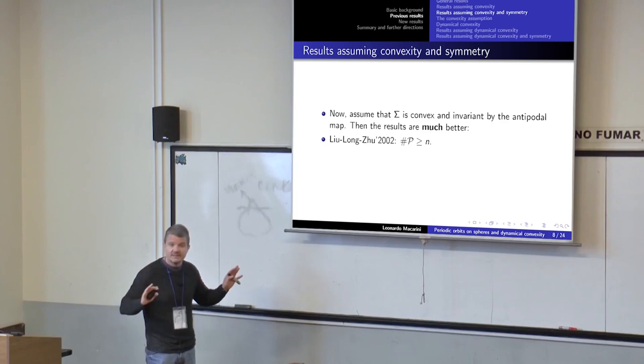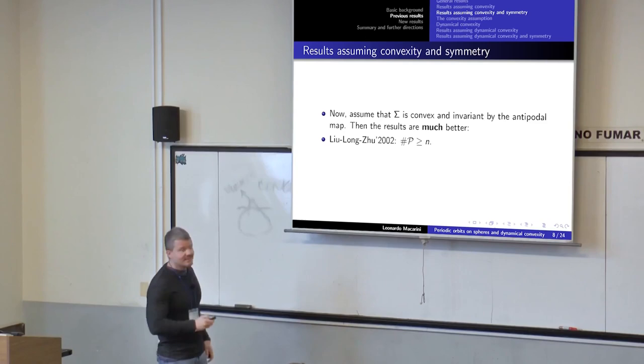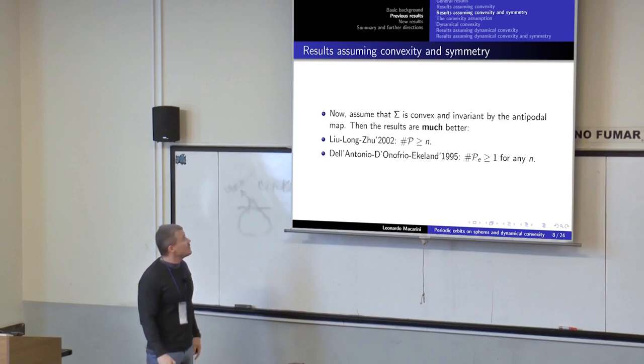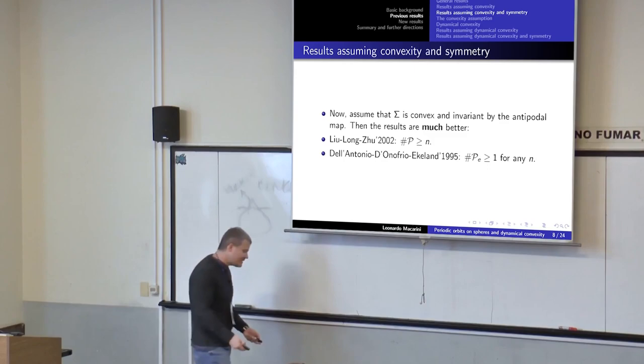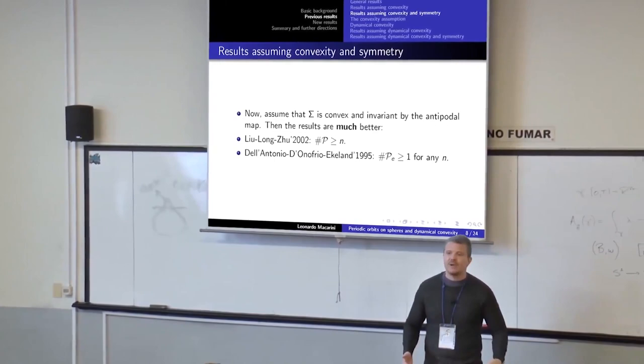Okay. And this is due to Liu Long Zhu, the first result. And D'Antonio, D'Onofrio, Eklund proved in 1995 that in this case you get at least one elliptic orbit. Okay, so in this convex symmetric case, we do have a positive answer to the original question.